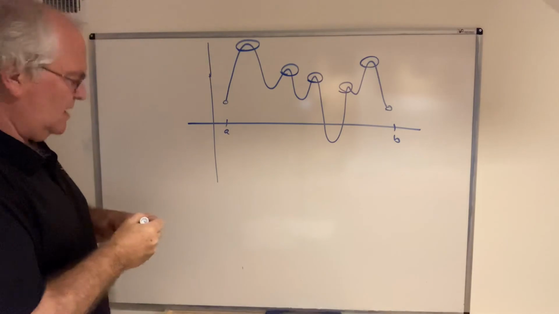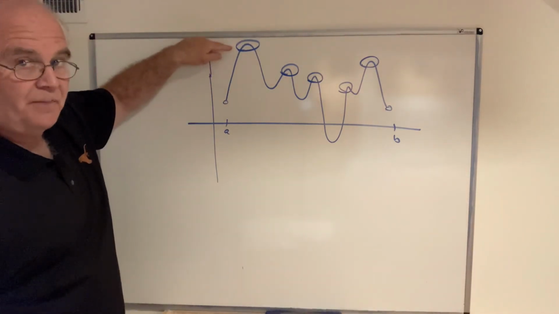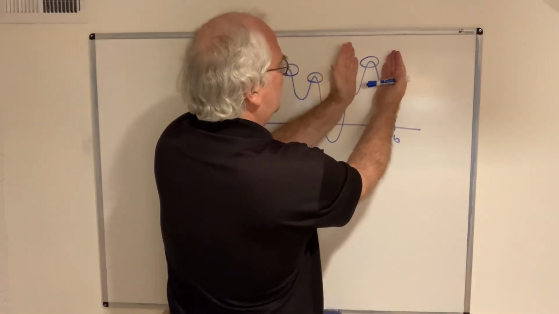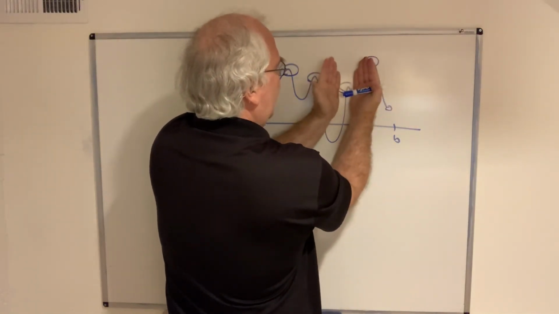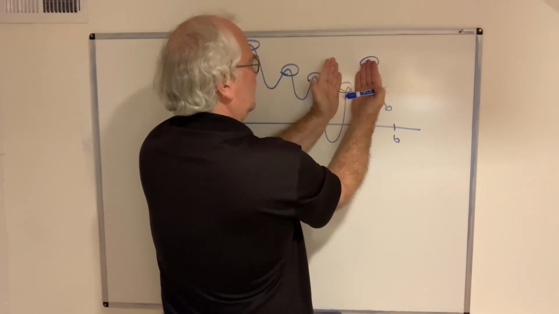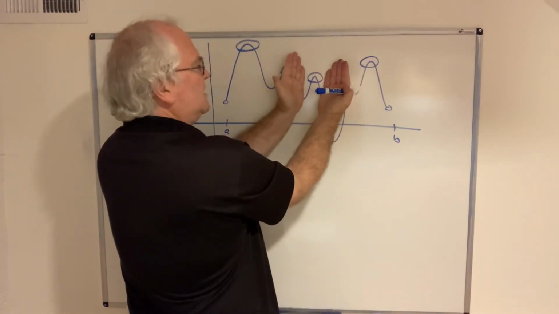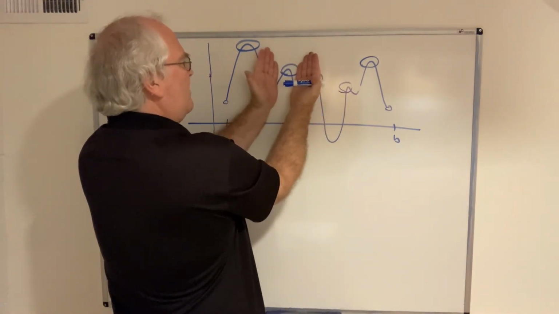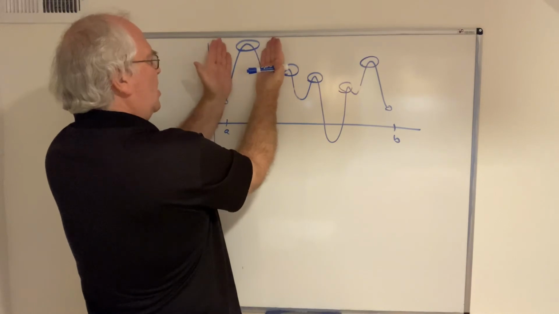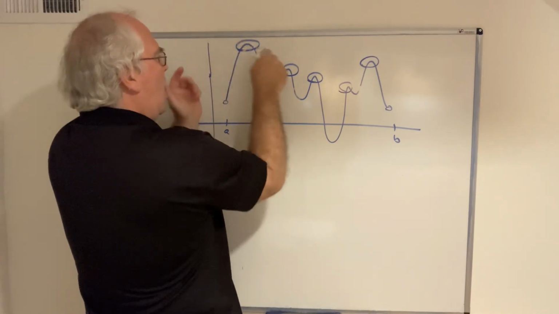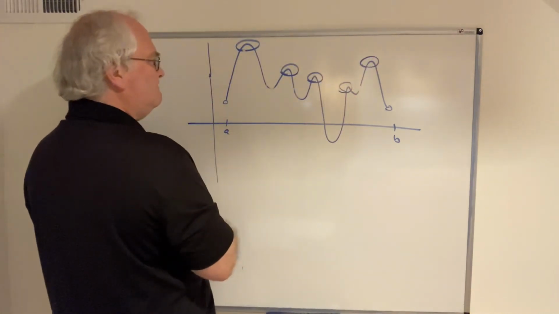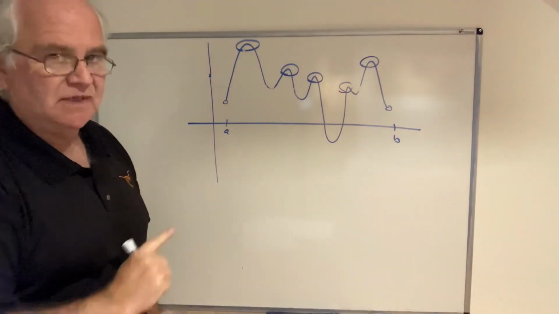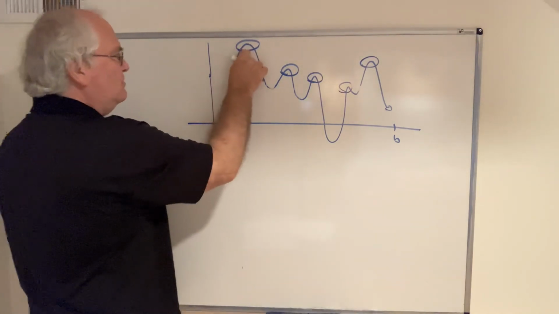You said, but wait a minute, this is absolute. Well, that's true. But remember, in this classroom, that's the tallest student. That's a relative max. In this classroom, that's the tallest student, relative max. In this classroom, that's the tallest student, relative max. All of these are relative maxima. But only one of them is the absolute maximum in this case. This is the absolute maximum.